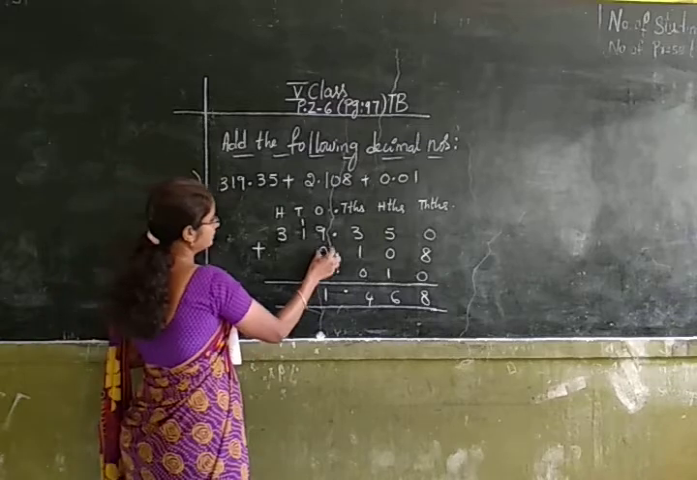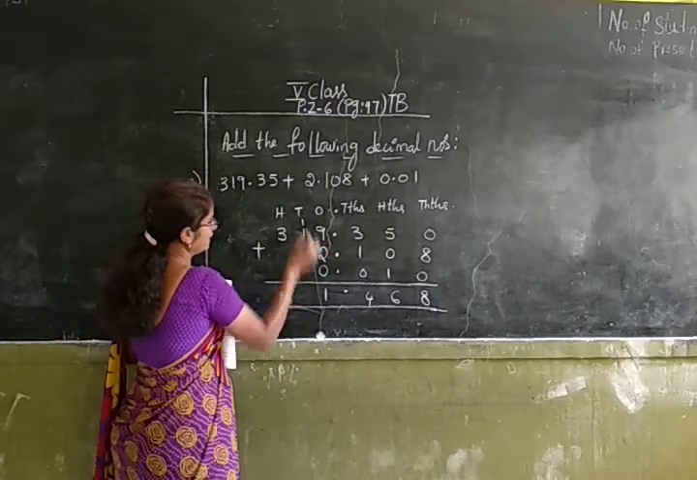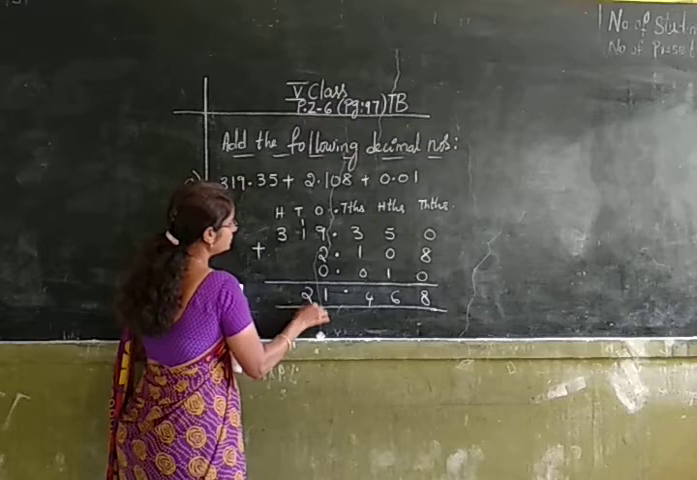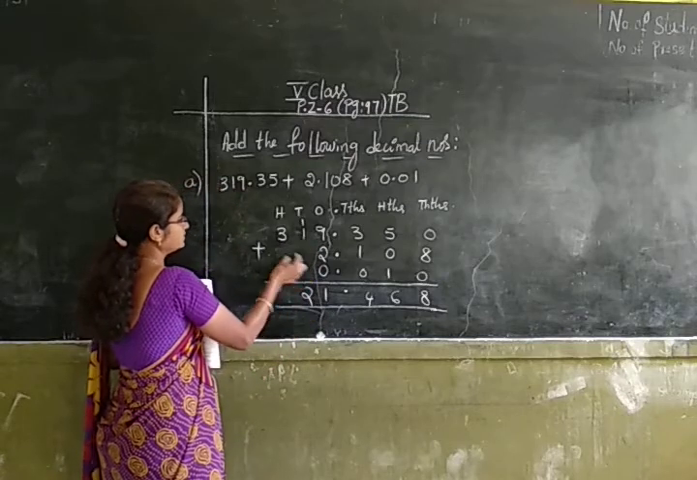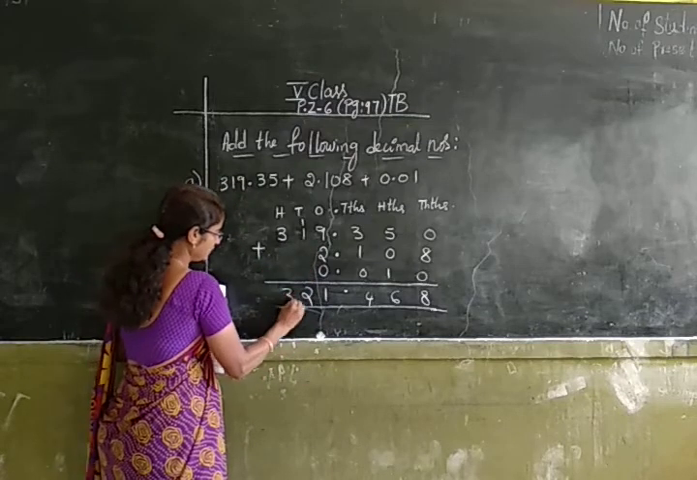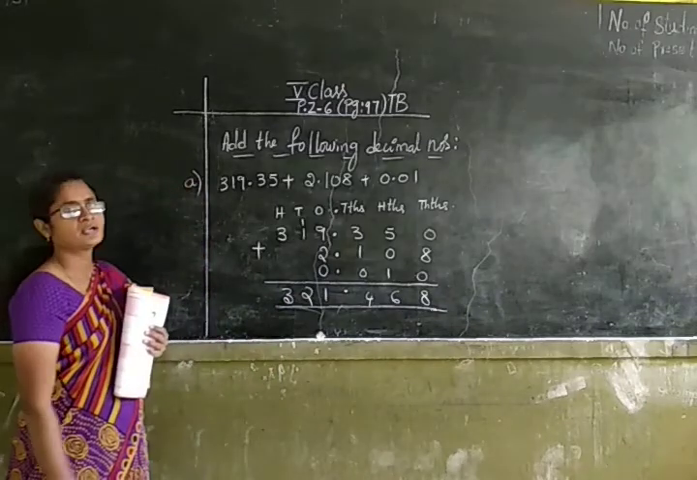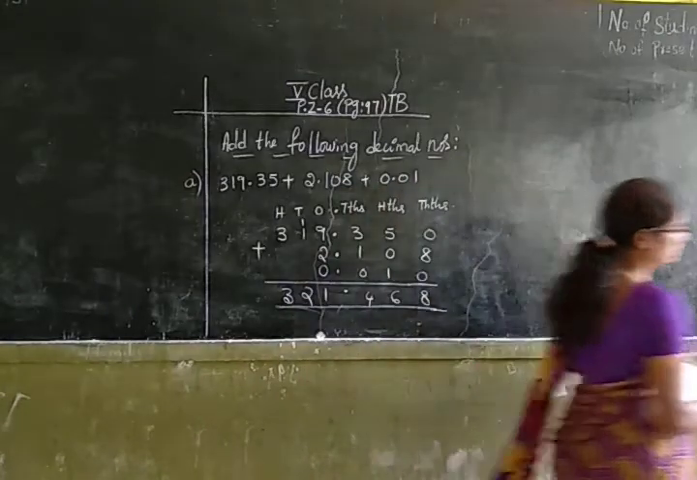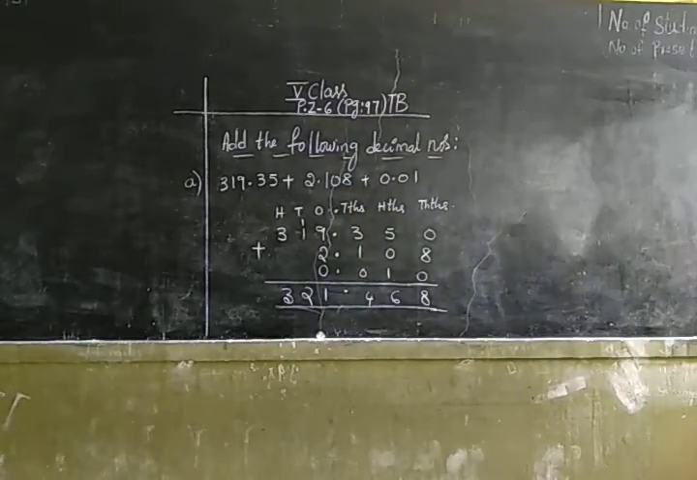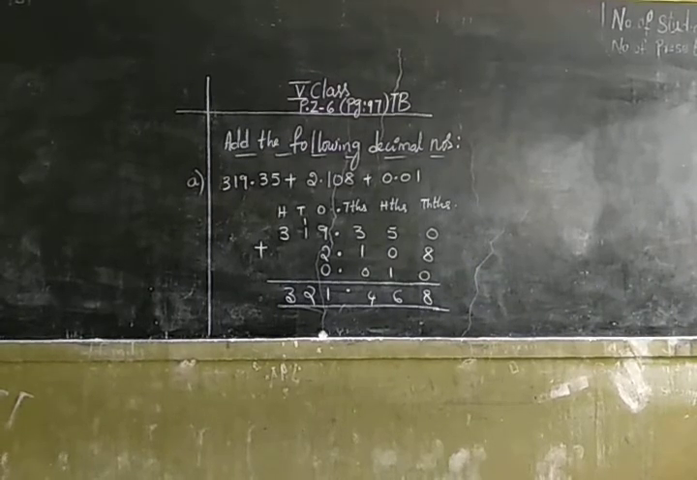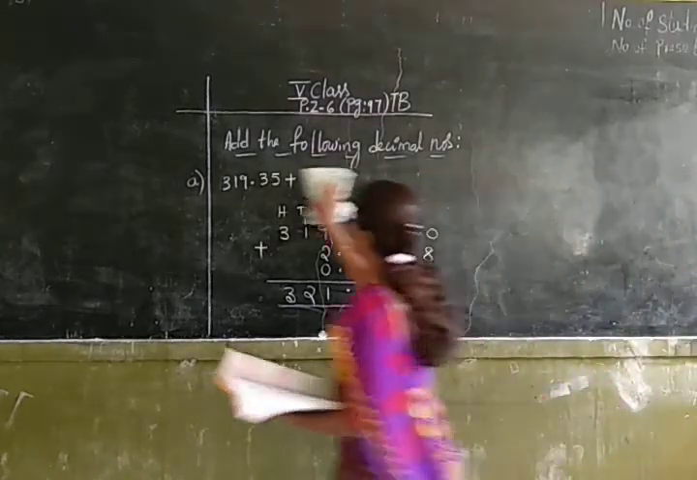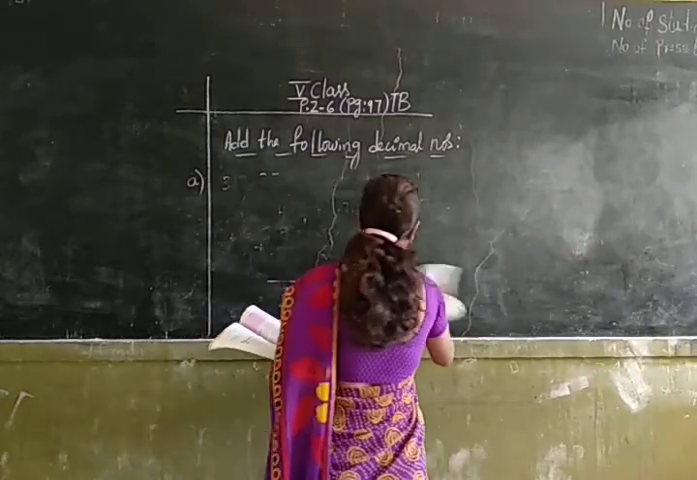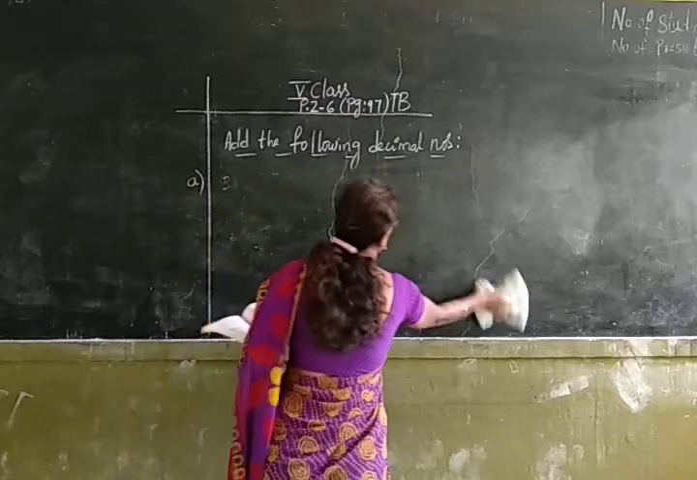So after adding the numbers in ones place, add the numbers in tens place. 1 plus 1 is 2. After adding the numbers in tens place, add the number in hundreds place. So the answer is 321.468. Did you understand children? So this is the way of adding the numbers. Now let us do the resum.